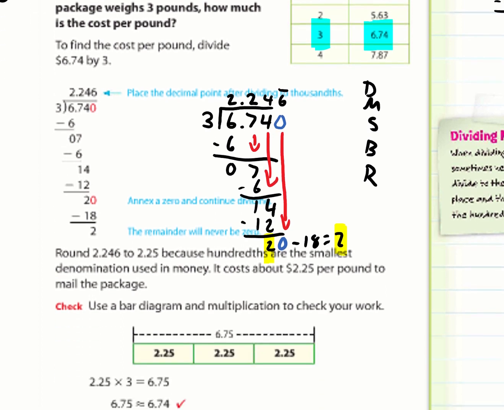So since we are working with money, we cannot have $2.246 thousandths. So money only goes to the hundredths place. So we're going to round 2 and 246 thousandths. We're going to round that to $2.25.